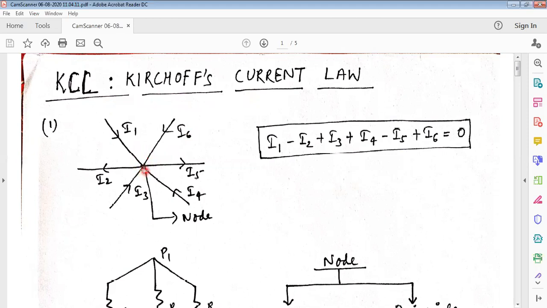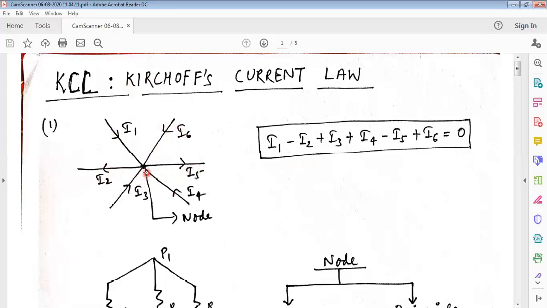Here, let's say I've taken this point in a circuit, and this is also called a node. So total entering current should be equal to total leaving current. That is Kirchhoff's law. So I1 is the entering current, I6 is the entering current, I4 is the entering current, I3 is the entering current. I2 and I5 are leaving currents. So I1 plus I6 plus I4 plus I3 should be equal to I2 plus I5. That is Kirchhoff's current law.